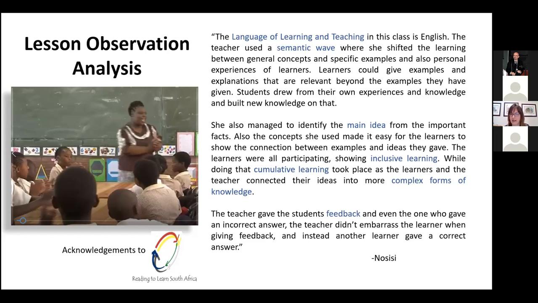And this was an example of one of the student participants, one out of the 28,000, who watched a lesson, a grade 7 lesson on peer pressure. And you can see that she started talking about the language being English. Of course, South Africa having sometimes up to 10, 12, 15 languages in one class. And look there, straight away, the teacher used a semantic wave because she shifted the learning between general concepts and specific examples. She drew on experience of the learners and so on. And so immediately we see the students taking up these ideas and using them to talk about the lessons that they are observing, not in a school-based placement, but rather from the lesson library that we put online.